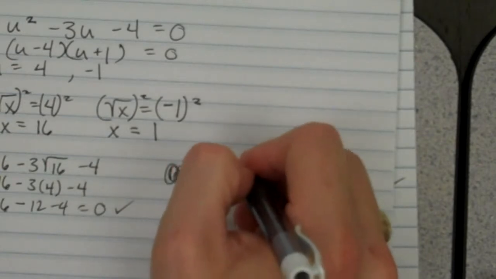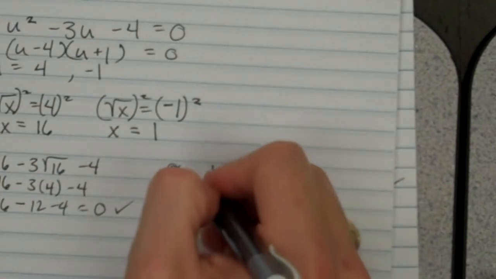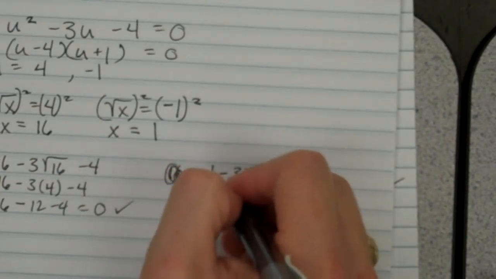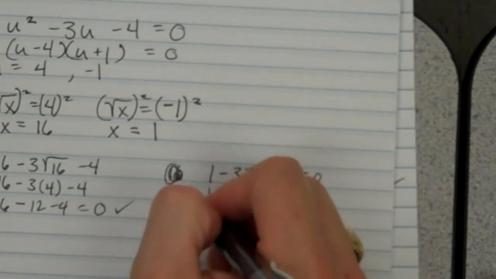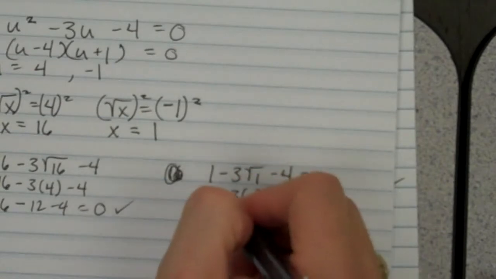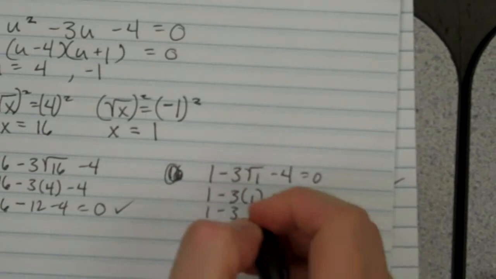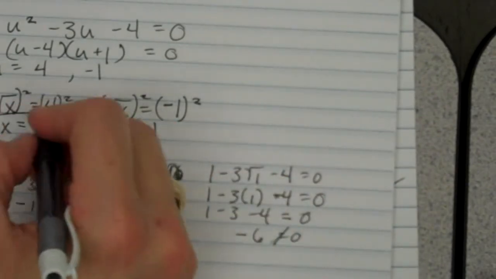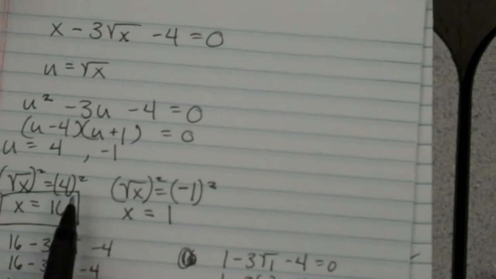1 minus 3 times the square root of 1 minus 4 equals 0. 1 minus 3 times 1 minus 4 equals 0. 1 minus 3 minus 4 equals 0. 1 minus 3 is negative 2 minus 4 is negative 6. It does not equal 0. So this is the only answer. And that makes sense because look at the degree of our original equation. It was 1. So there should only be one answer, usually.